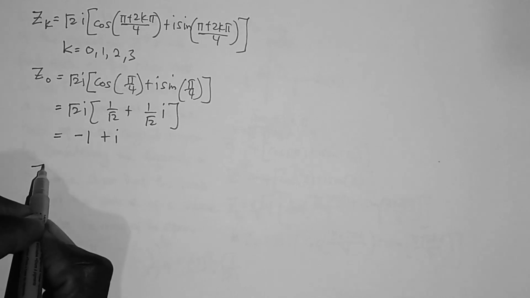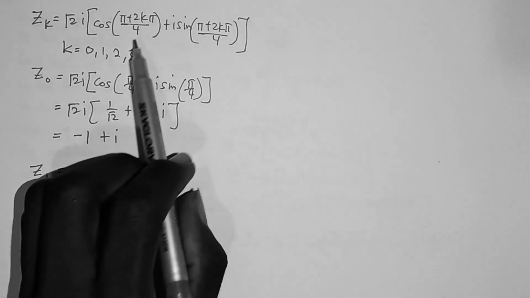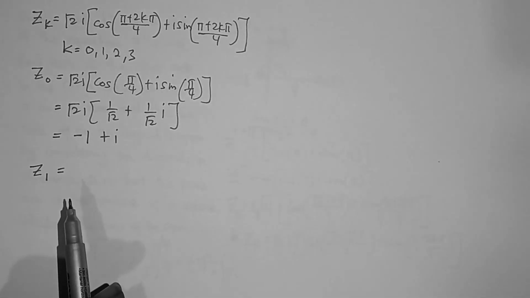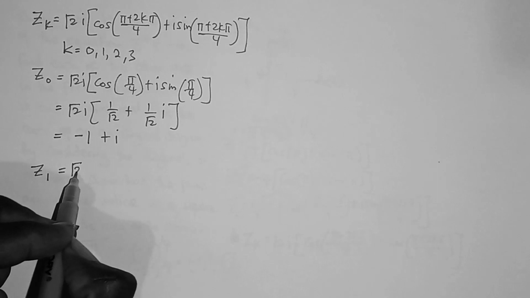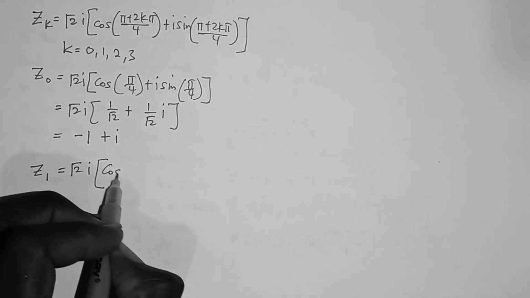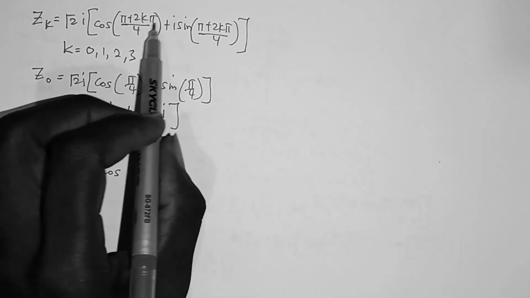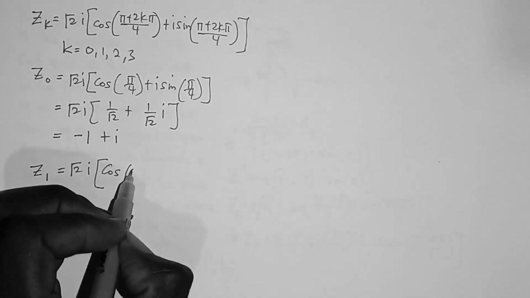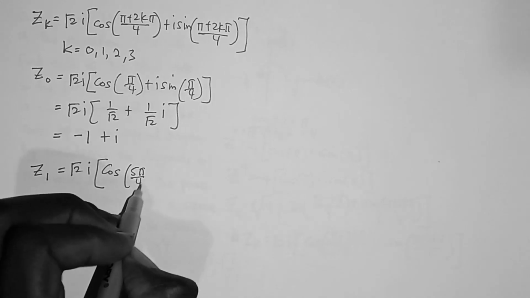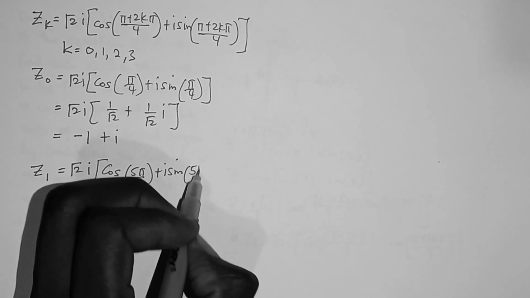Let's solve for z1. So this is equal to, wherever you see k, you put in 1. So this will be root 2i into bracket cos. Now 2 times 2 is 4, 4 pi. So pi plus 4 pi is 5 pi over 4. 5 pi over 4 plus i sine 5 pi over 4.